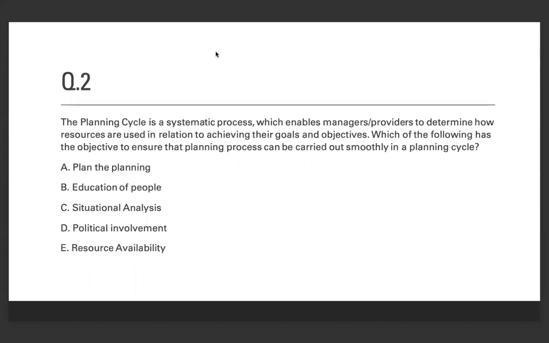Question number two. The planning cycle is a systematic process which enables managers and providers to determine how resources are used in relation to achieving their goals and objectives. Which of the following has the objective to ensure that the planning process can be carried out smoothly in a planning cycle? Option A is plan the planning. Option B, education of people. Option C, situation analysis. Option D, political involvement. Option E is resource availability. The correct answer is A, plan the planning.